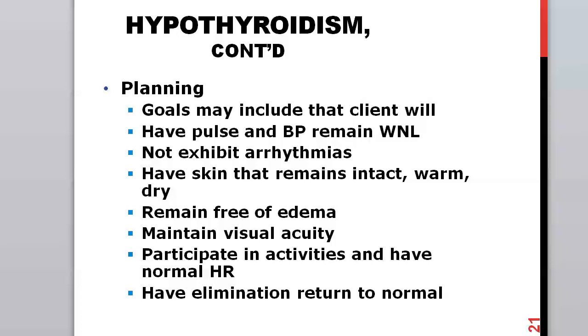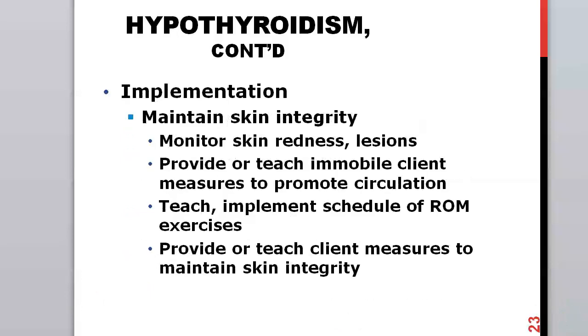Again, we want to definitely assess their cardiovascular status. We want to get their pulse and blood pressure within normal limits and not to be at risk for developing arrhythmias. Have skin that remains intact, warm and dry, free of edema, maintain visual acuity, and to be able to participate in activities and have normal heart rate. And really to definitely restore back that energy that they lose when this hypothyroidism begins to progress along the way. And of course their elimination returns to normal where they won't be suffering from constipation. And again, maintaining skin integrity, monitoring skin redness, lesions, and teach a mobile patient measures to promote circulation. Teach, implement a schedule of range of motion exercises, and teach patient measures to maintain skin integrity.